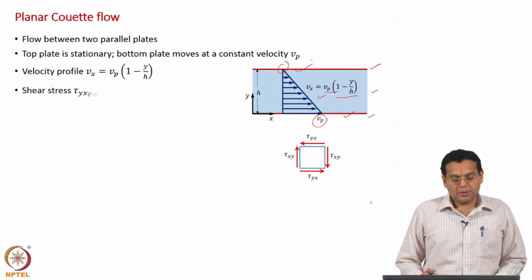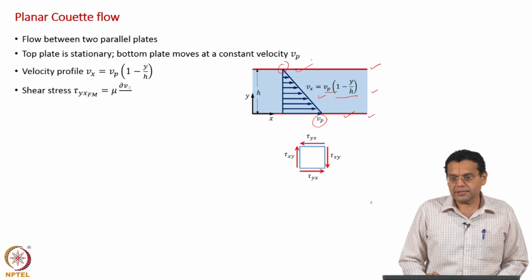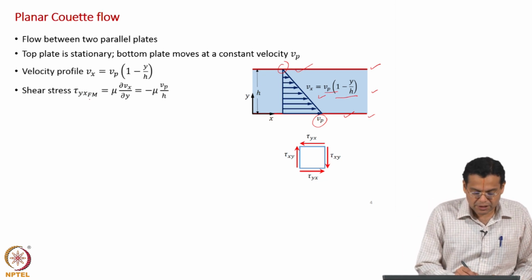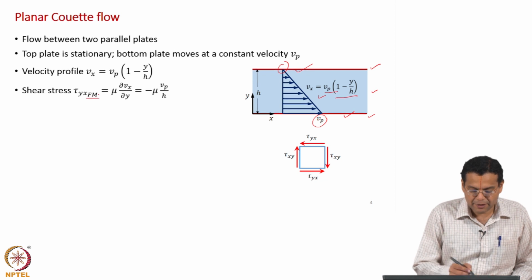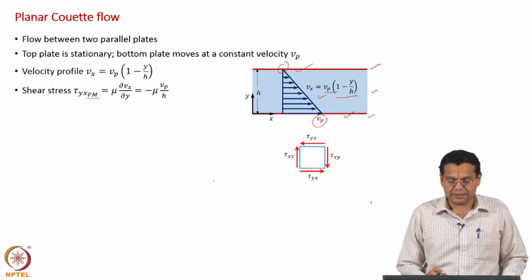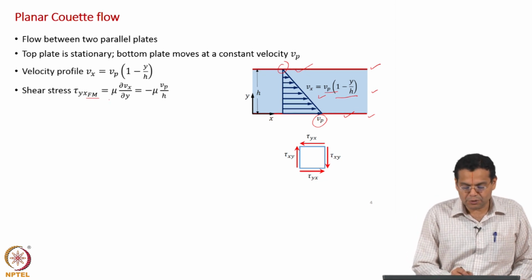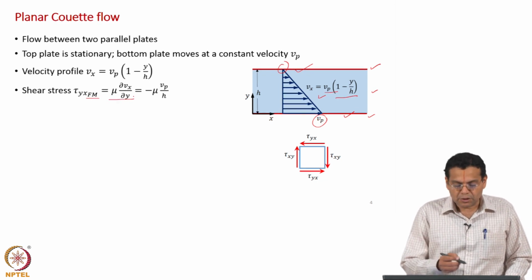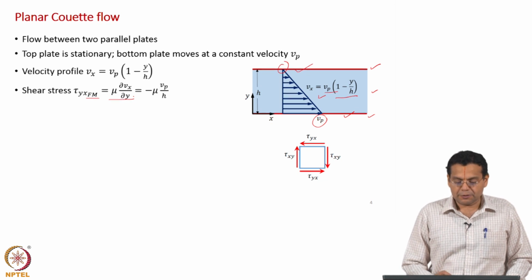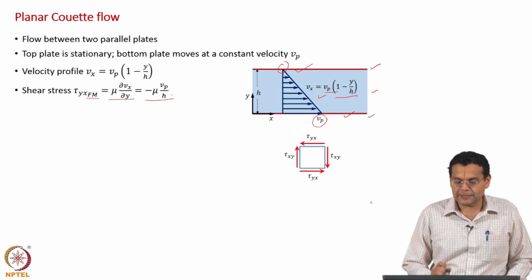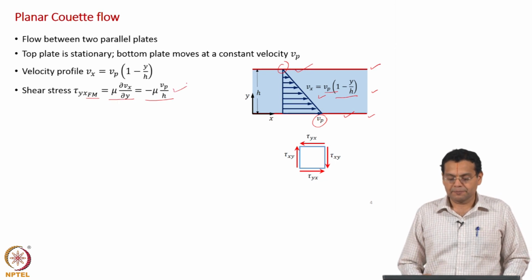Now, if you find the shear stress tau x, I use a subscript FM meaning fluid mechanics, we will understand that as we go along. What is the shear stress expression? It is mu dou Vx by dou y. Now, if you differentiate the velocity profile, you will get minus Vp by h, and so the shear stress is minus mu Vp by h.